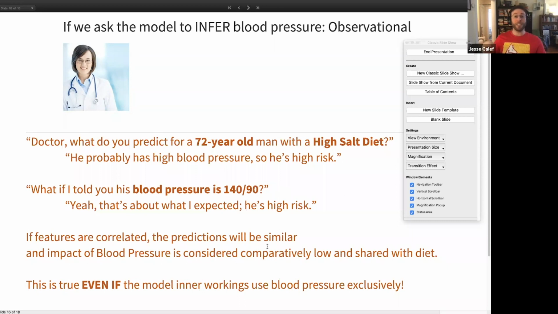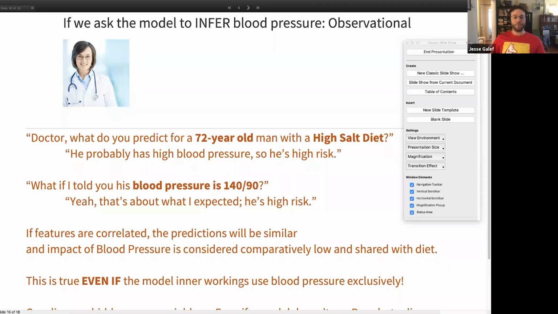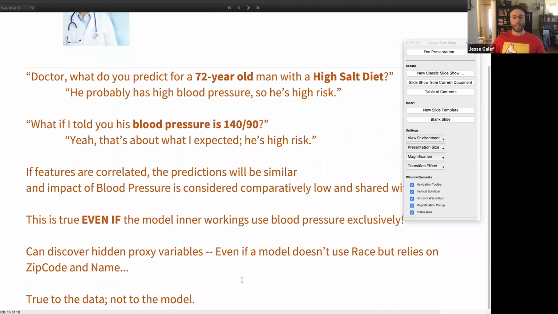So even if blood pressure is really important in the model, if you can predict the blood pressure from his high salt diet, then the impact is spread out among those different features. And that's a little bit weird to think about, the idea that the model might not use diet at all. The model might only look at blood pressure, but because the diet is useful for inferring blood pressure, it's still given impact. So this is considered being true to the data, but not necessarily true to the model.